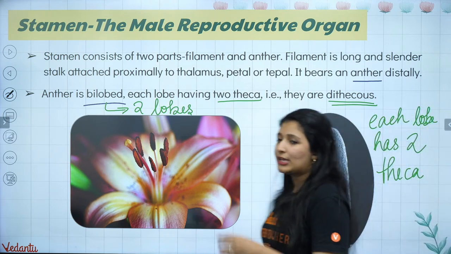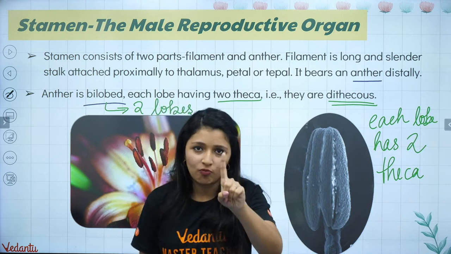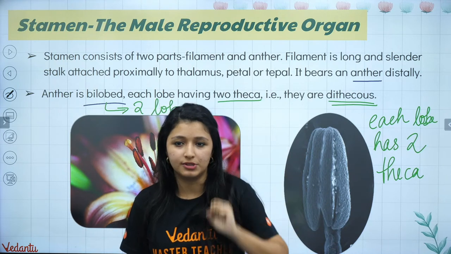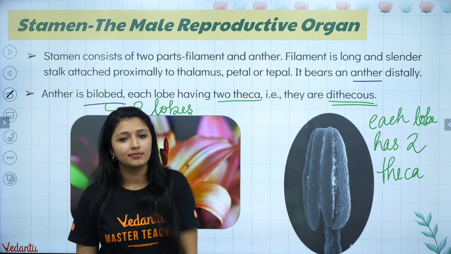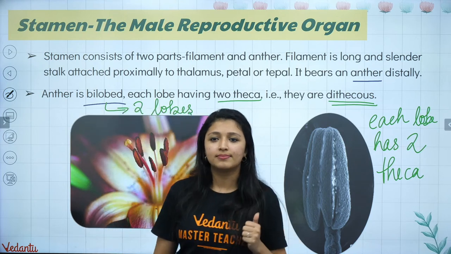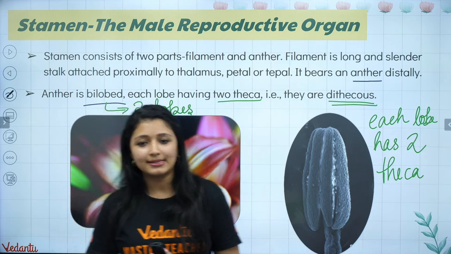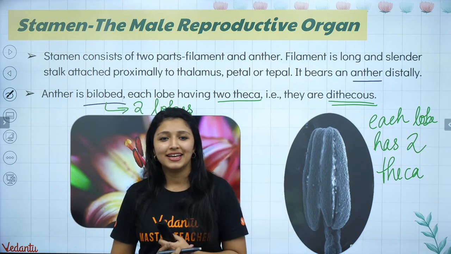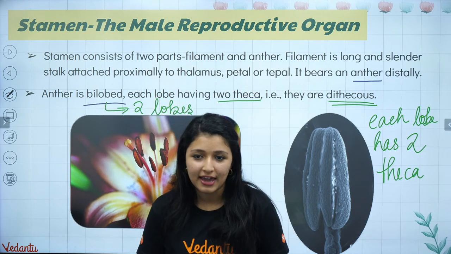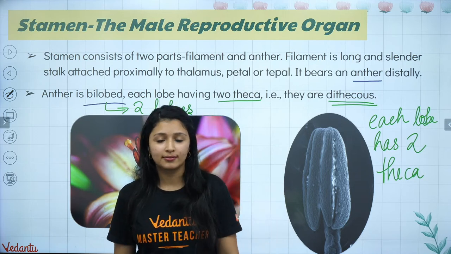So, I'm telling you, one lobe will have two theca. You have two lobes. How many theca can you see in a normal anther? How many theca will be there? Can I know in the chat box? Can I know how many theca will be there on the whole?